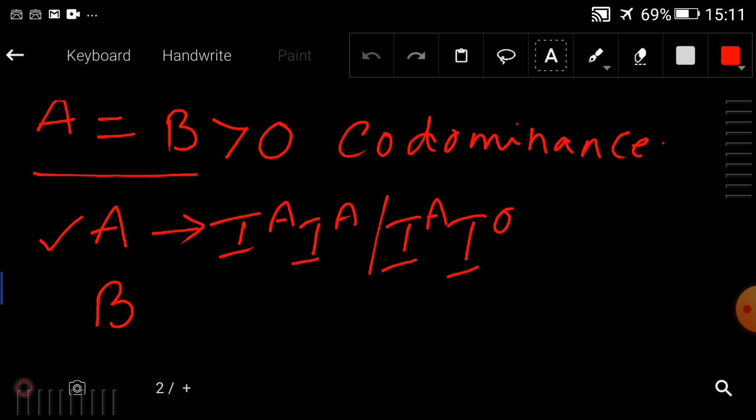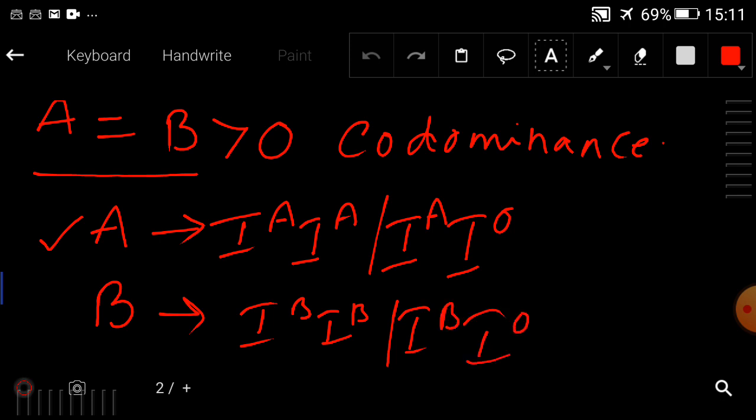Coming to B blood group, IB IB, IB IO. So even O is present in the case of an A blood group person. Whenever A is there or B is there, O will not be expressed, because O is recessive over A and B. So these two are the possible combinations we can say: IA IA, IA IO or IB IB, IB IO.